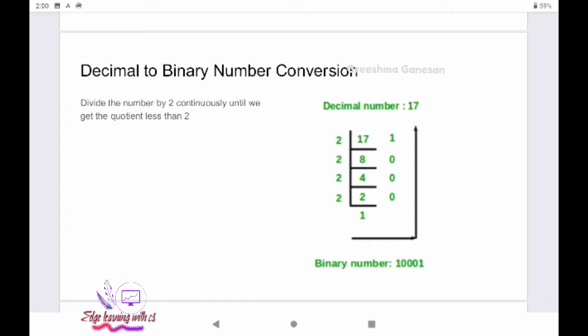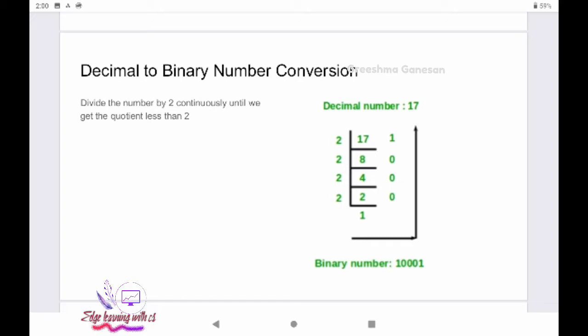Then I am dividing the 8 by 2. Then you are getting 2 4s are 8. Then no remainder will be there, so you are marking it as 0. Then 2 2s will be 4, and you are again marking the remainder as 0. 2 1s will be 2, so you are marking it as 0. Then the remainder will be 1 there.